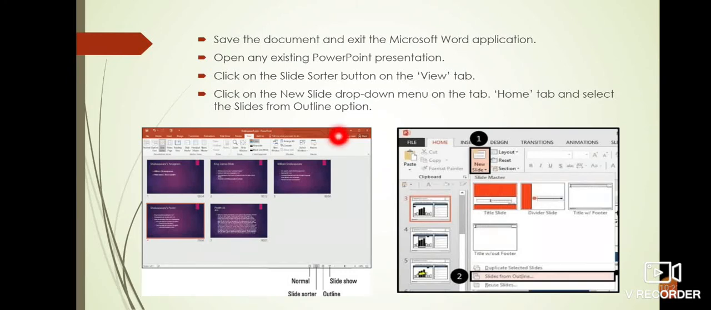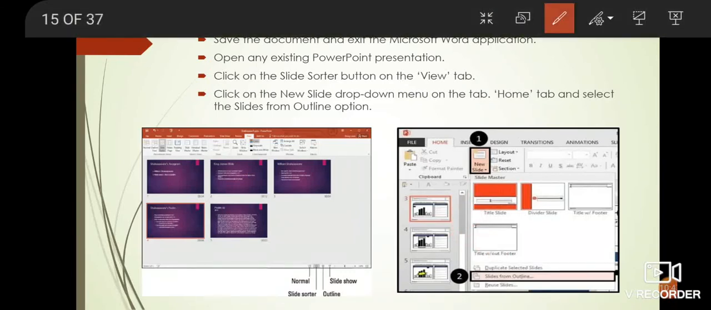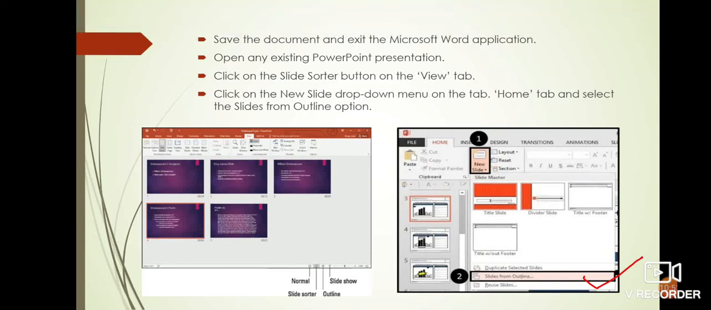For that, open any existing PowerPoint presentation and click on the slide sorter button on the view tab. You have to click on this slide sorter view to see all the slides in thumbnail version. Click on the new slide drop down menu on the home tab. Under this, you click on new slide, and after this you will select option number 2, that is slides from outline. You have to select this option.